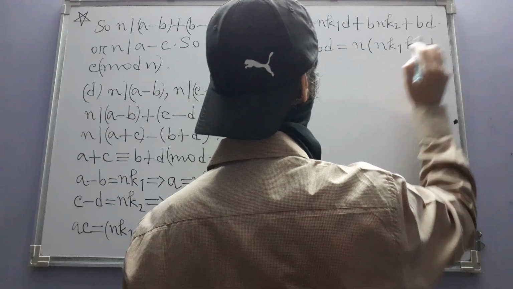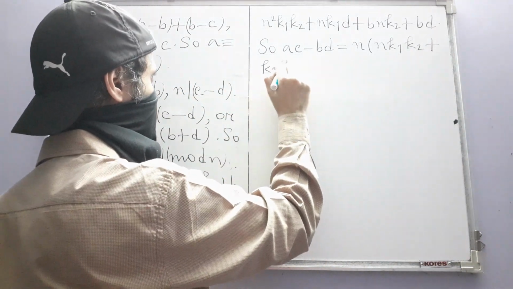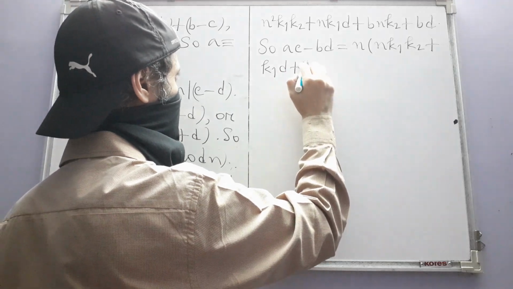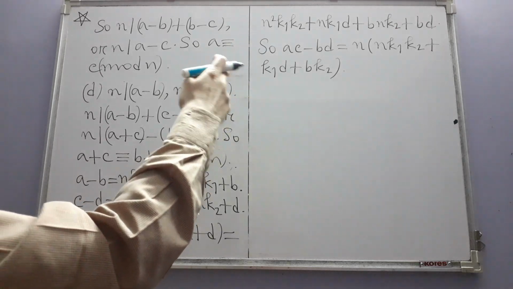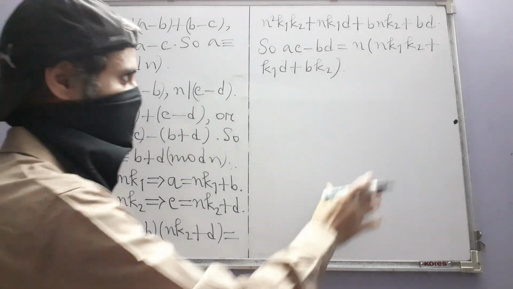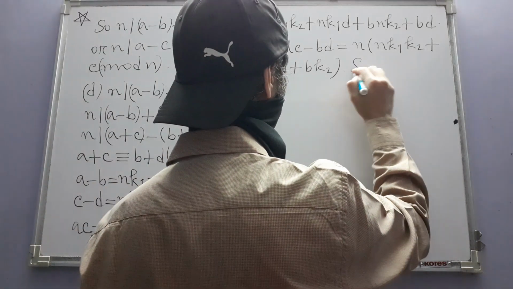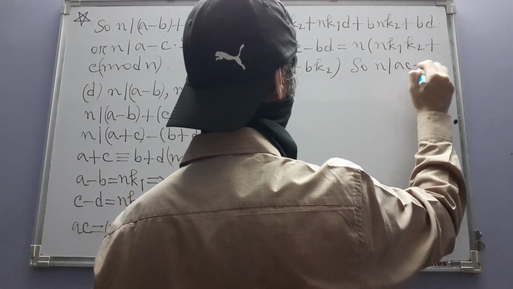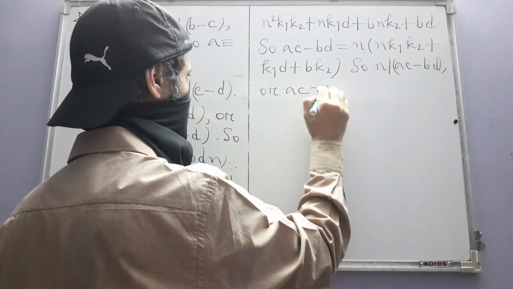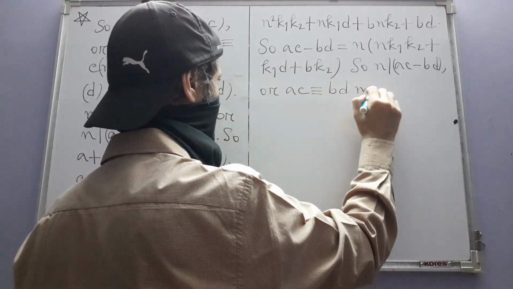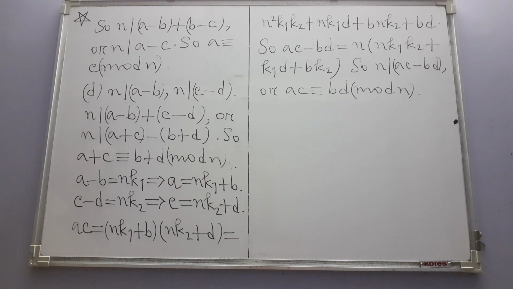And inside we will be having n k1 k2 plus k1 d plus b k2. It does not really matter what we have within the parenthesis. What matters is that this is, after all, an integer. So n divides AC minus BD, or AC is congruent to BD mod n. So that's how we have the product of two congruences as well.